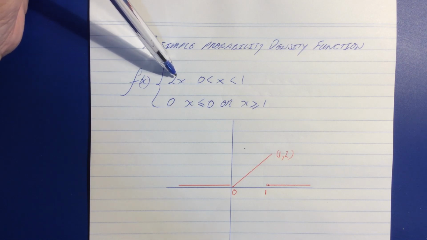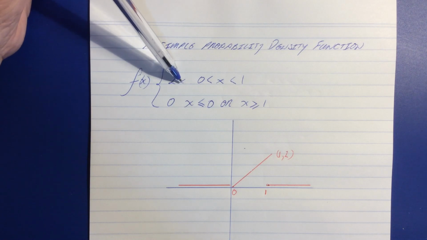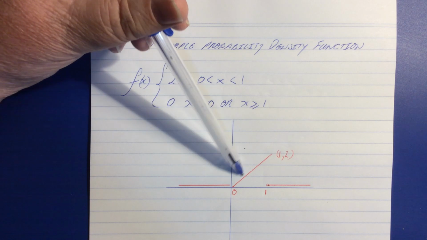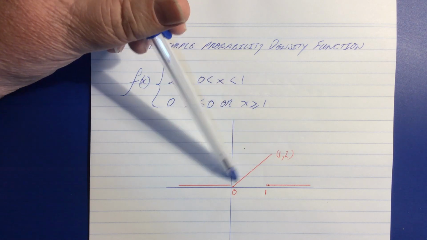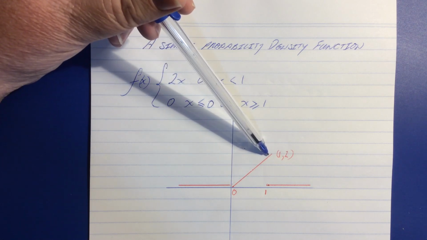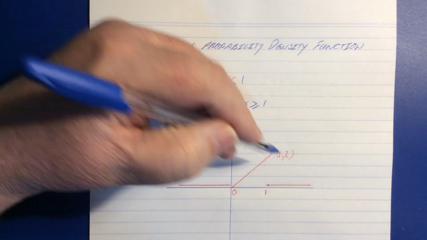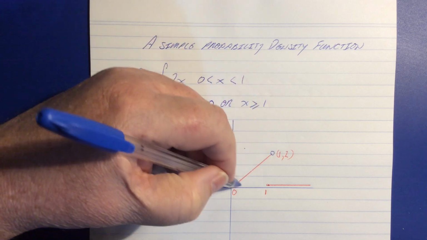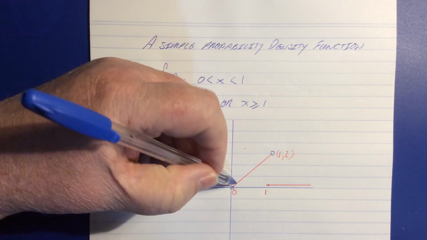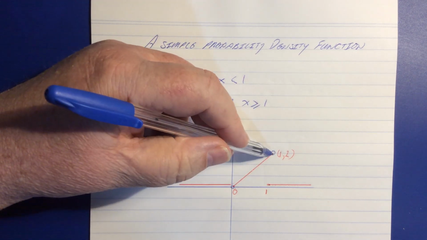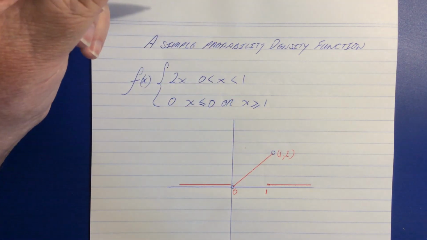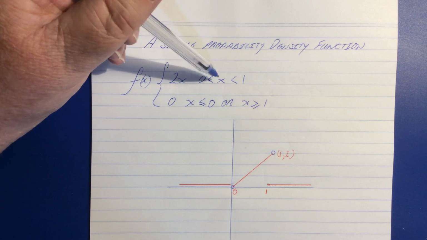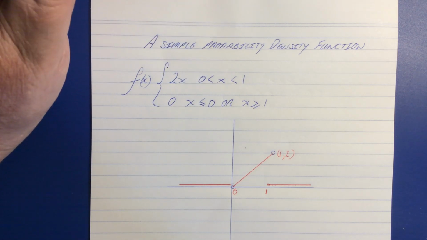So there's a function y equals 2x, and that exists between 0 and 1, and I've done a rough sketch of it here. If we were describing it fully, it would normally have these little open circles on it to say that it was less than or greater than.